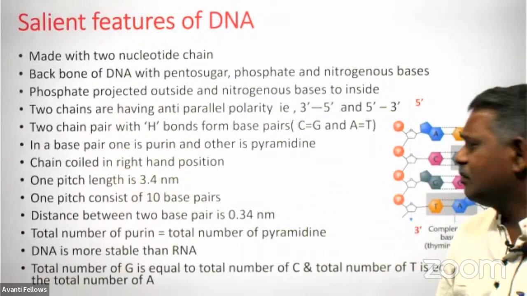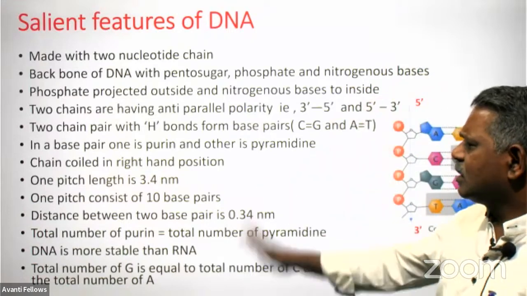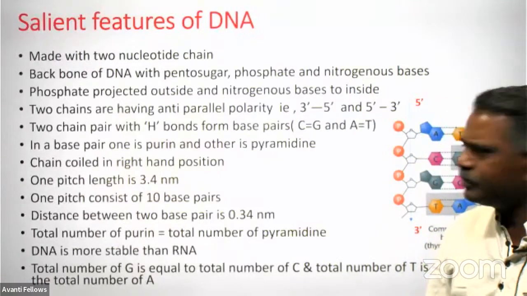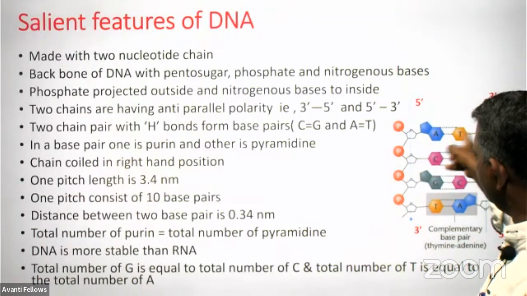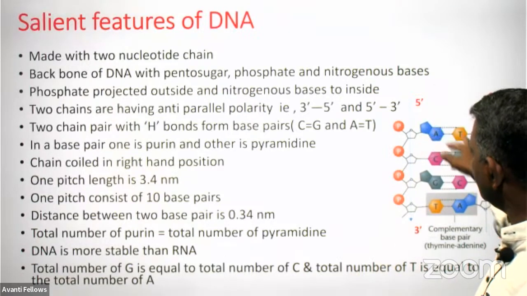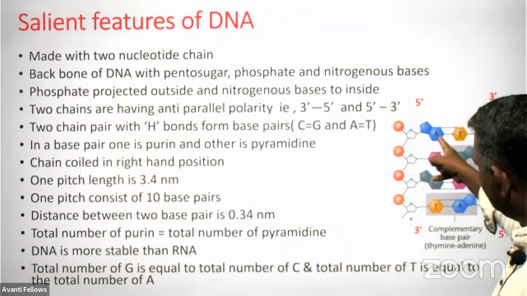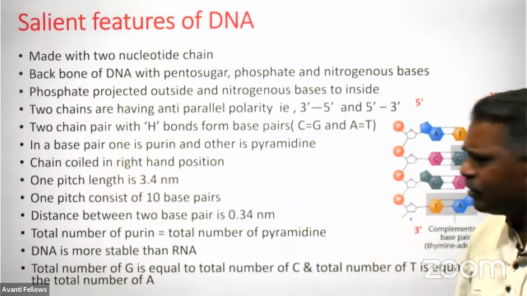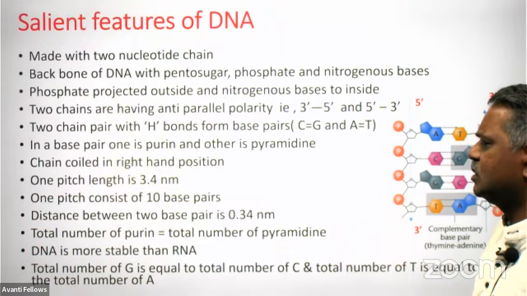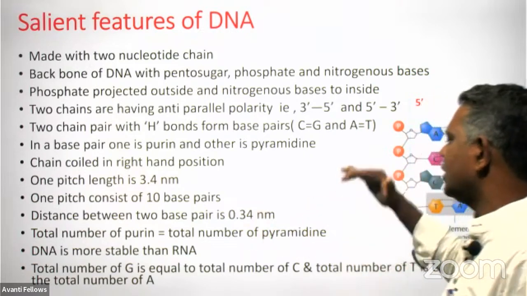And see the total number of purines in a DNA. You can take any DNA, any length, but the total number of purines is always equal to the total number of pyrimidines, because pairing always takes place between the purine and pyrimidine. So naturally, in any DNA, the total number of purines is always equal to the total number of pyrimidines. And the total number of adenine is also equal to the total number of thymine, and the total number of guanine is equal to the total number of cytosine only.